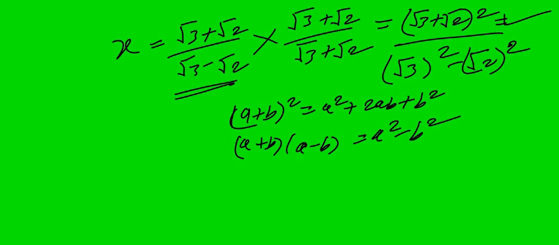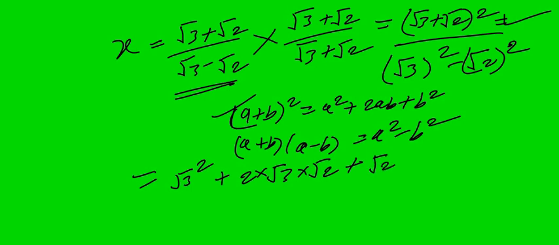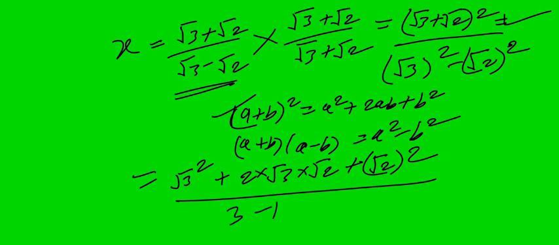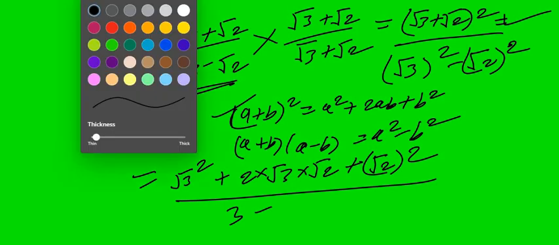So what will come? See, finally (root 3 plus root 2) square, so we have to use (a plus b) whole square. So it will be a square plus 2ab plus b square. This one is our numerator portion, and the denominator will be a square, which is 3, minus b square, which is 2. So 3 minus 2.